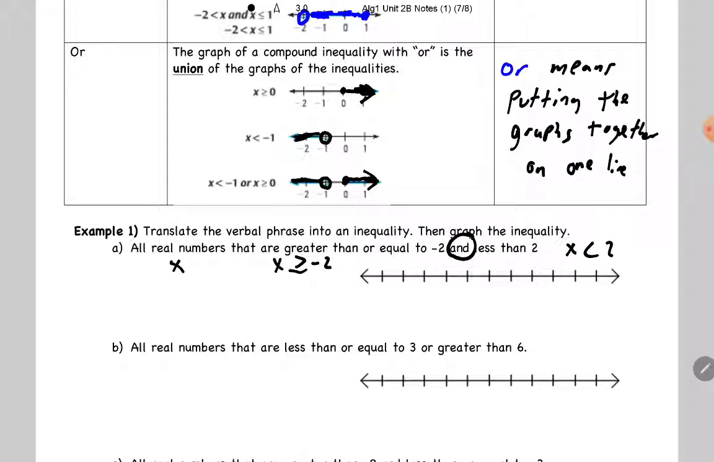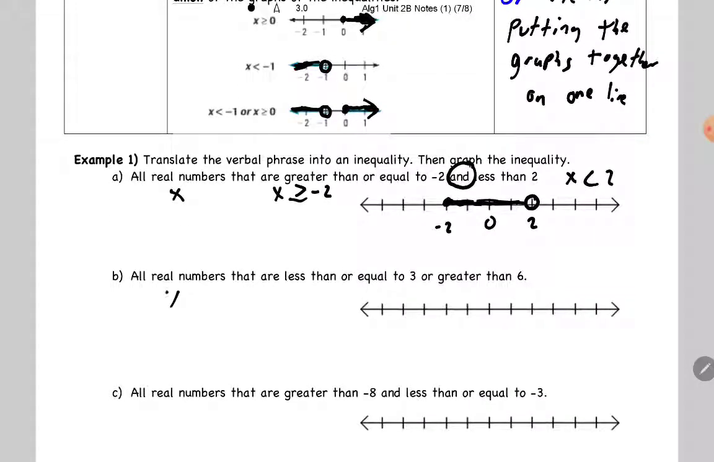Okay. So we're going to graph our two numbers. Let's say this is 0, this is 2, this is negative 2. So we want a closed dot at x is negative 2, and then we want an open dot at positive 2. "And" means where they overlap, which is the middle here. And that's it.